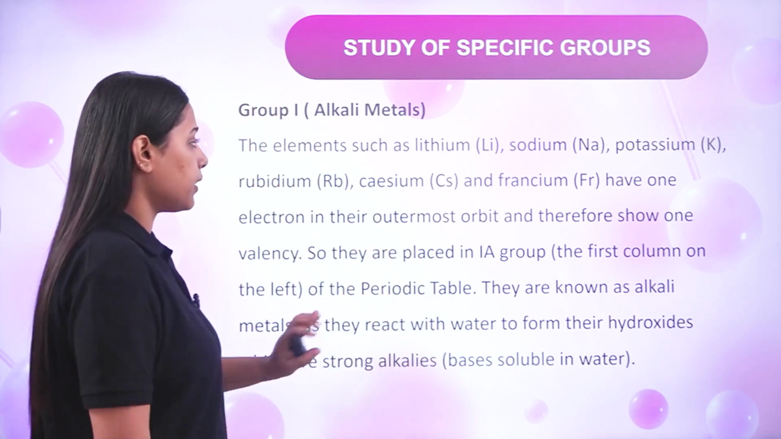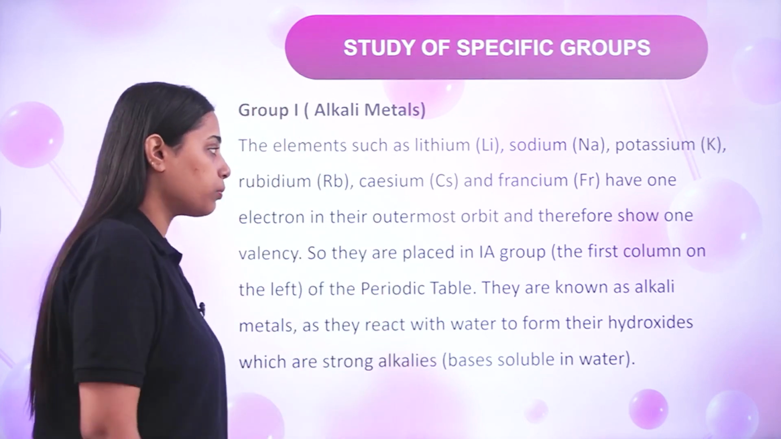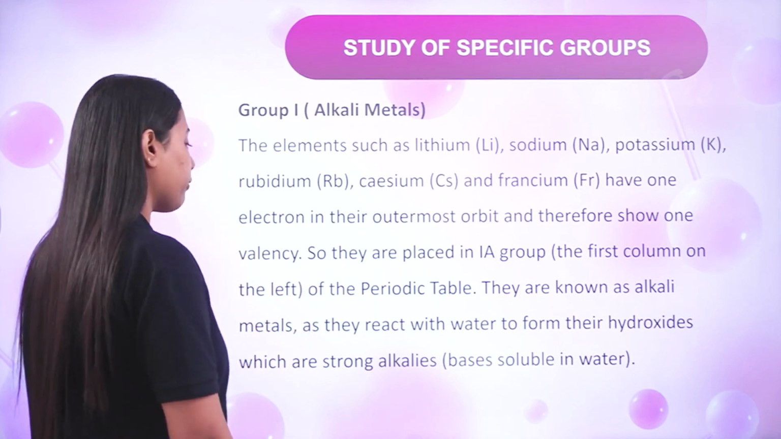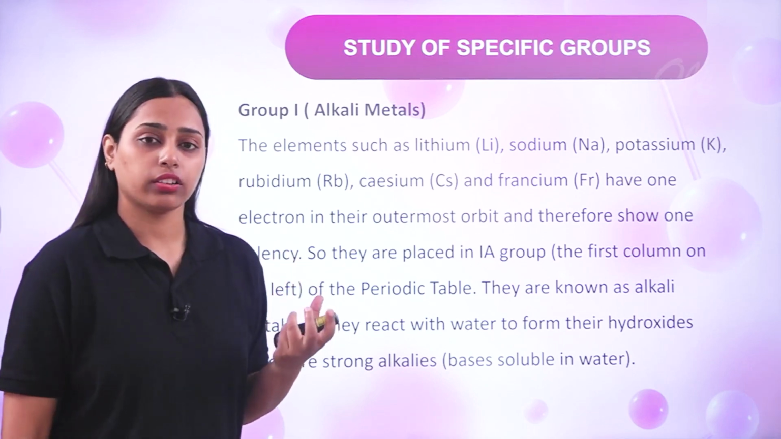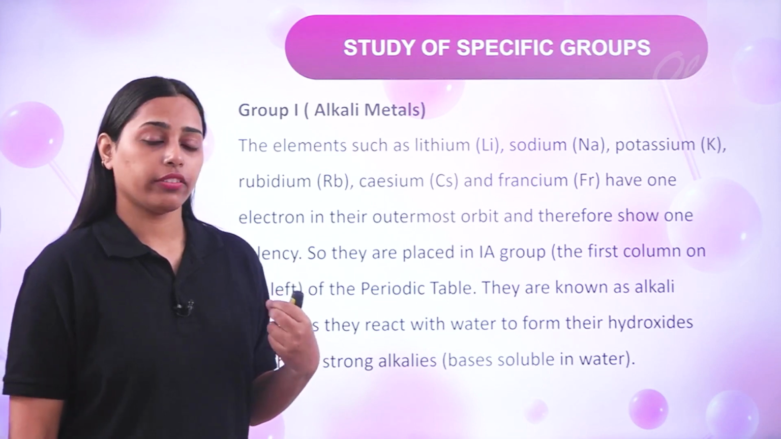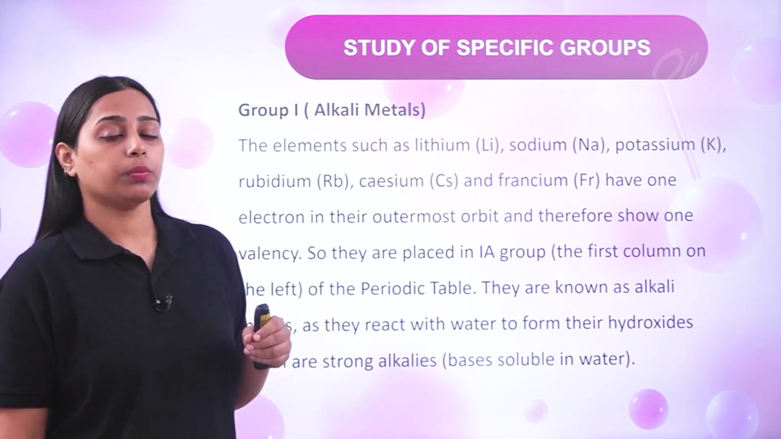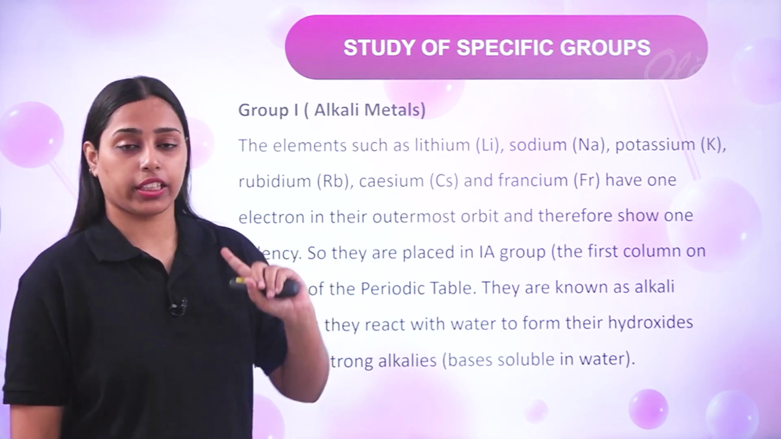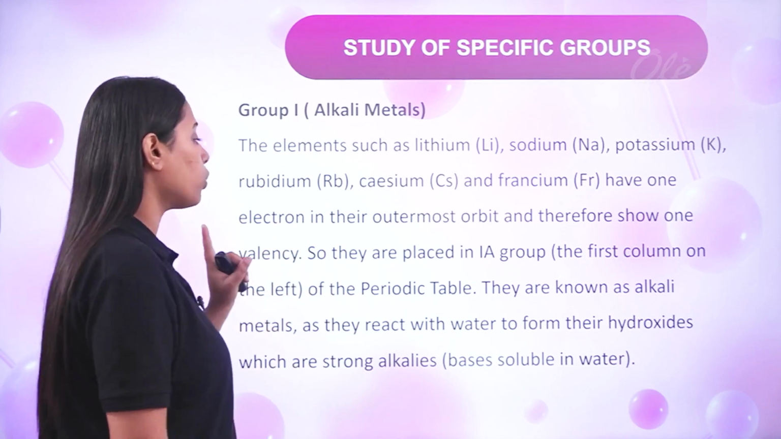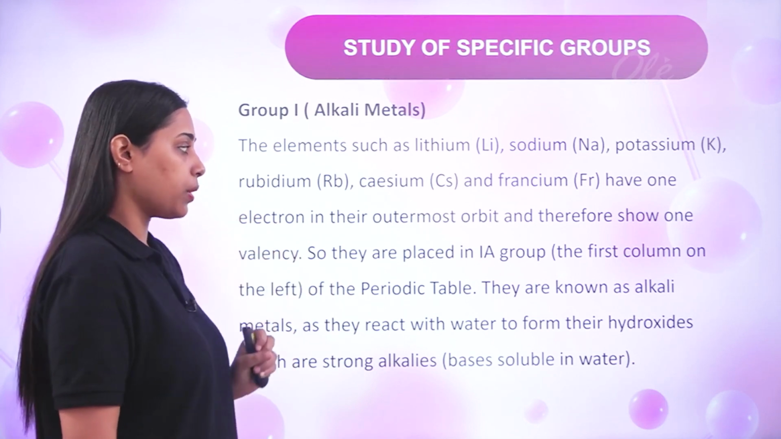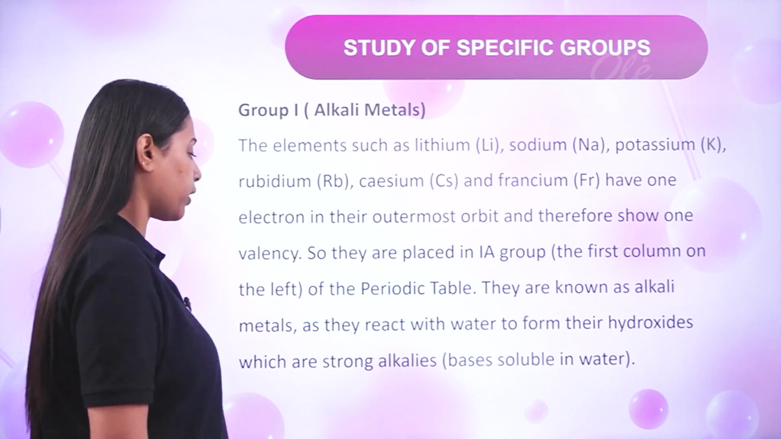The elements are these and they have one electron in their outermost orbit and therefore they show one valency. Because they are one electron less, they are actually one electron more in order to become stable. So they lose their one electron to become stable. So they are placed in 1A group, the first column on the left side of the periodic table.